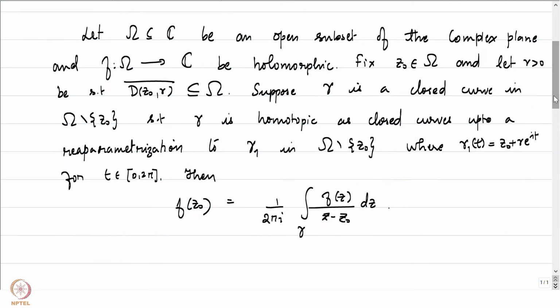Cauchy's integral formula states the following. Suppose you have a curve gamma which is homotopic to the circle of radius r around z0, where z0 is an interior point and r is such that the closure of the disk of radius r around z0 is contained in omega. Suppose this gamma is homotopic to the circle, then the value of f at the point z0 can be concluded by how f behaves on the curve gamma. So at points not in gamma like z0, you will be able to conclude what f is at z0 based on what we know about the behavior of f on gamma.